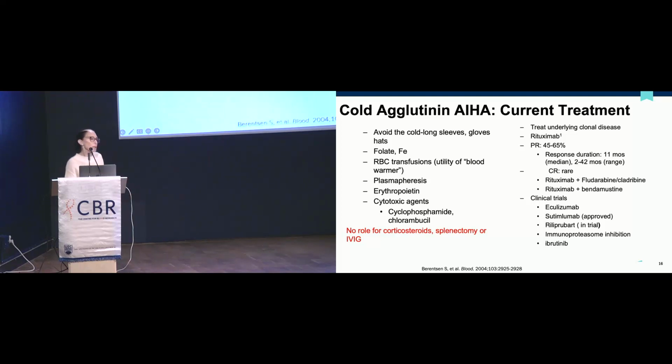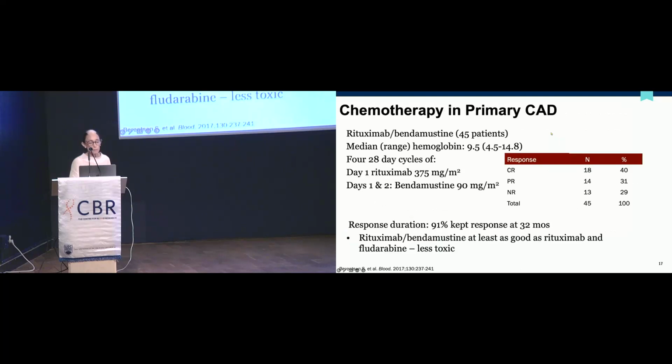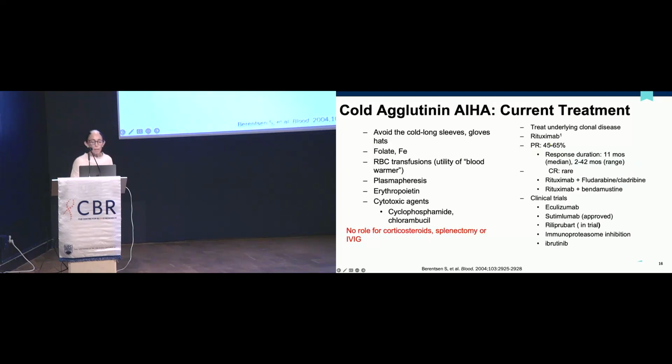Currently, you want to think about treating the underlying clonal disease, but these are not necessarily the most responsive lymphoid proliferations. You can use rituximab, and there's a partial response rate of about half of the patients, CR is rare. You can add fludarabine, cladribine, but it's pretty toxic. And probably the least toxic, especially for this older population, rituximab and bendamustine has been used.